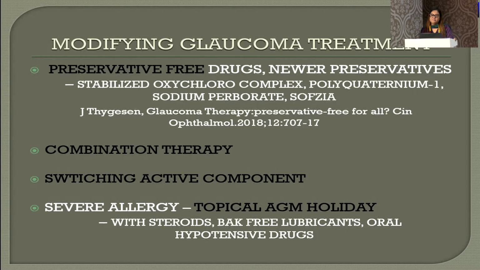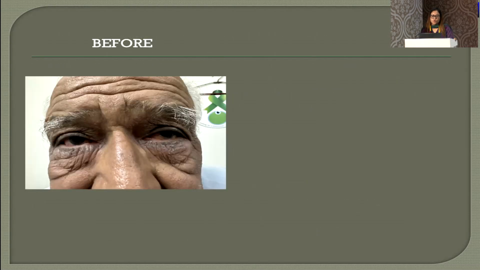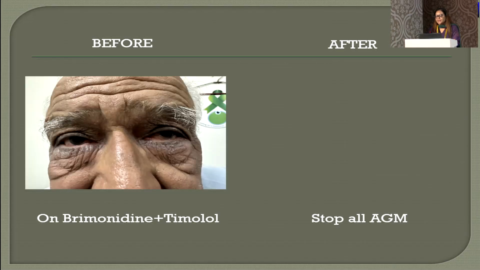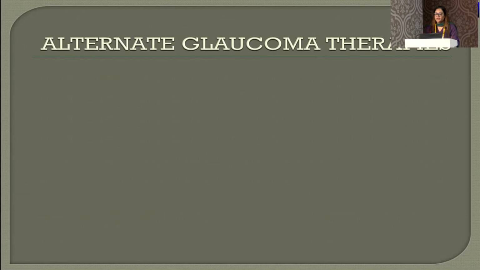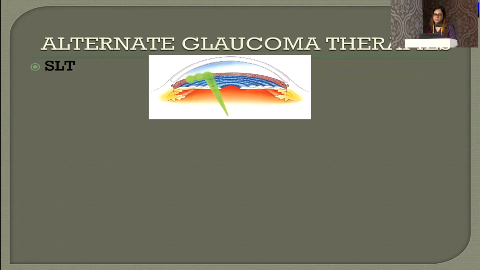And if the patient presents with severe allergy, then we can go for a topical AGM holiday, which means we stop all the topical drops, start oral medications, start steroids, lubricants, and let the conjunctiva heal. So here a patient presented to me with very severe ocular allergy, severe periocular dermatitis. The patient was on a brimonidine timolol combination. So what I did was I stopped all the AGM, and 2 weeks later the patient presented to me like this.